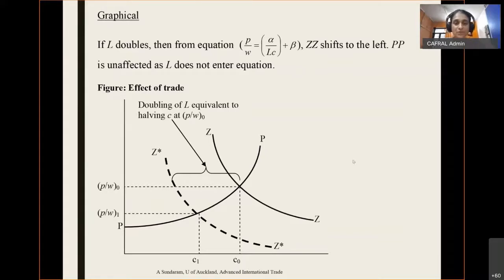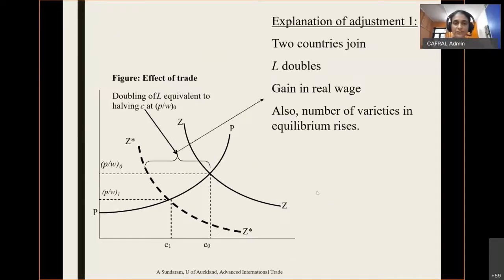What happens to the new equilibrium under international trade? Well, let's look at what happened here. C naught went down to C1 in the new equilibrium. P over W naught went down to P over W1. So already you are seeing a big gain from trade. So for consumers, the prices have gone down from P over W naught to P over W1. So the first effect of trade, L doubles, there is a gain in the real wage. In other words, the prices go down. Consumption of each variety goes down here.